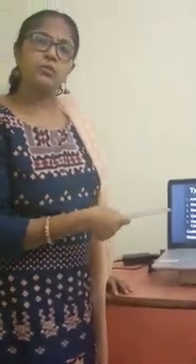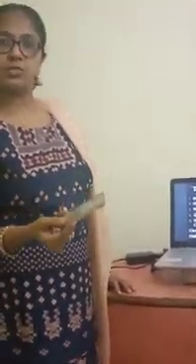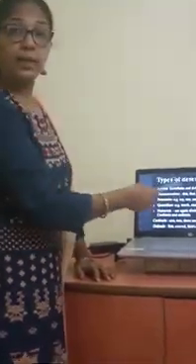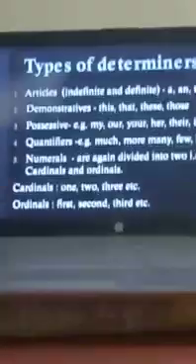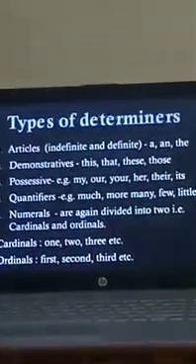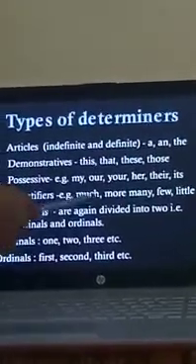Now possessive. You know that possessive pronoun, no? So here the possessive determiners are just like possessive pronouns. My, our, your, her, their, its. Okay? Now quantifiers. That means it shows quantity. Okay? Much, more, many, few, little. These show a quantity. That is why quantifiers.